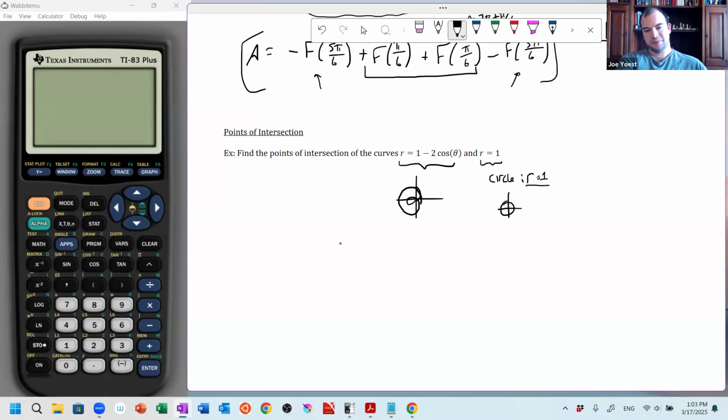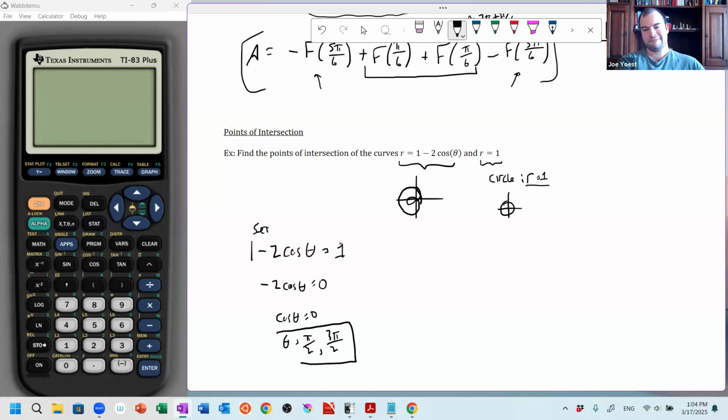Well, we can do that here, right? R equals 1 minus 2 cos theta, r equals 1. We'll set 1 minus 2 cos theta equal to 1. And what do I see? I see that negative 2 cos theta equals 0. Well, that means cos theta has to be 0, which means theta equals pi over 2 or 3 pi over 2. So I think those are my two intersections for these two curves.